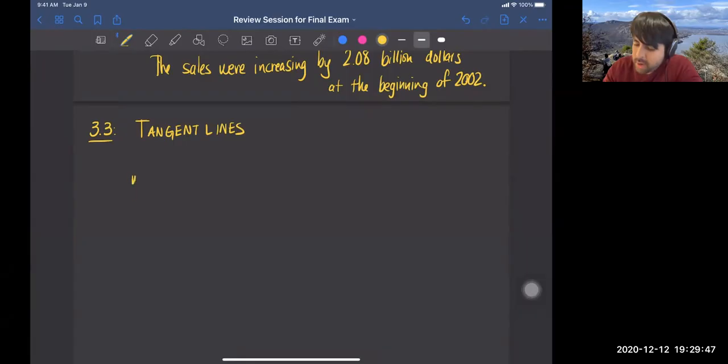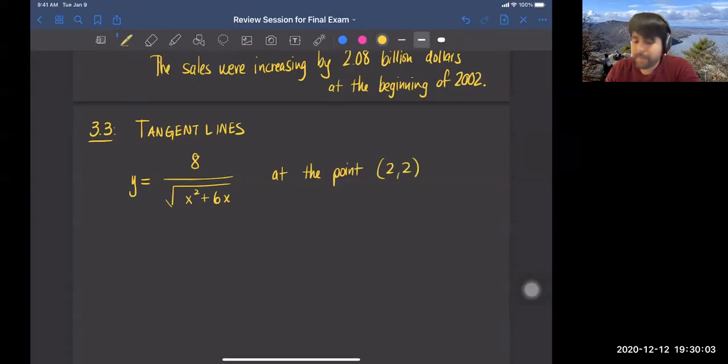So we have a curve here, 8 divided by the square root of x squared plus 6x, and I want to find the tangent line to this curve at the point (2, 2). The first thing I need to figure out is what a tangent line is. The tangent line is just the equation of a line, y equals mx plus b. So what do I need? I need m and I need b. So how do you find the slope?